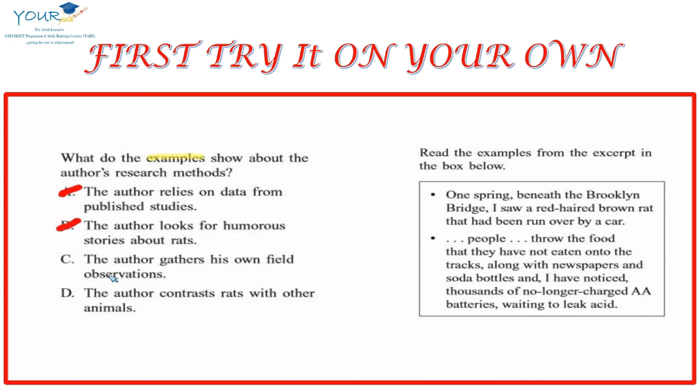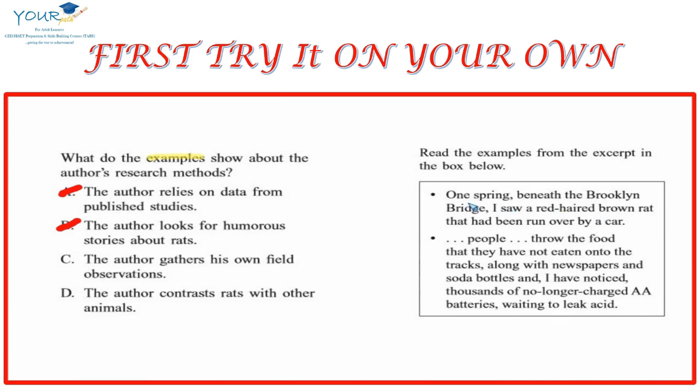So now we can move down to option C, and we have the author gathers his own field observations. So we want to be clear about what observations are. When we talk about observations, we're talking about gathering information based on what it is that we see. So now when we come back over here to revisit our text, we're going to skim through the text looking for information that will tell us whether or not the author used his observations in this excerpt.